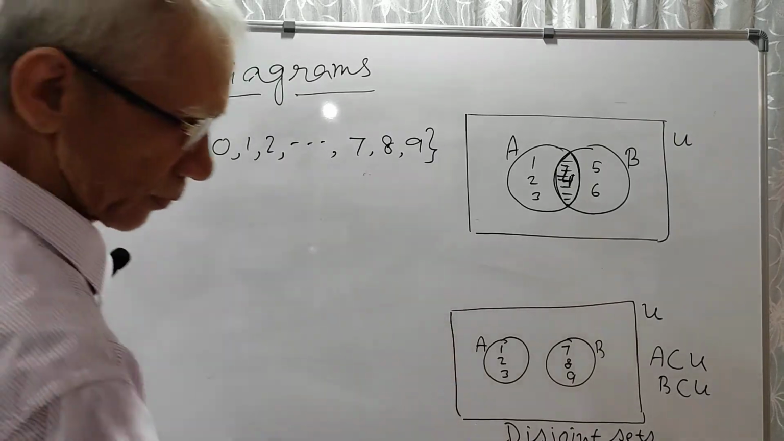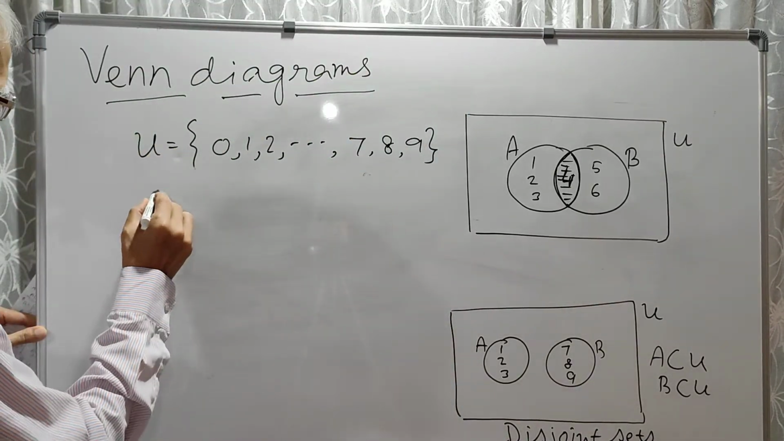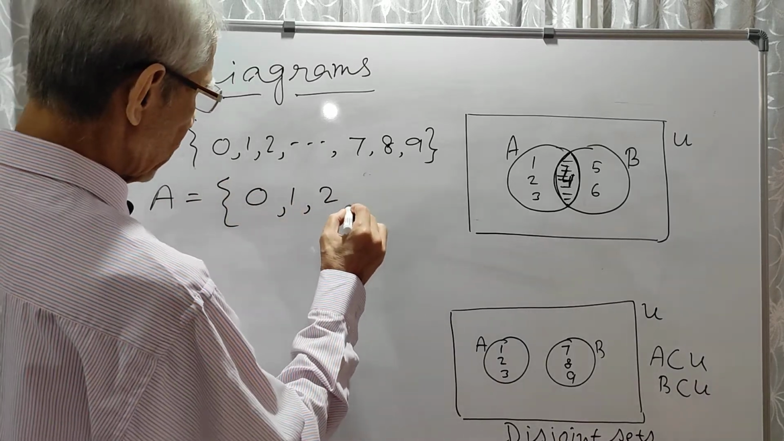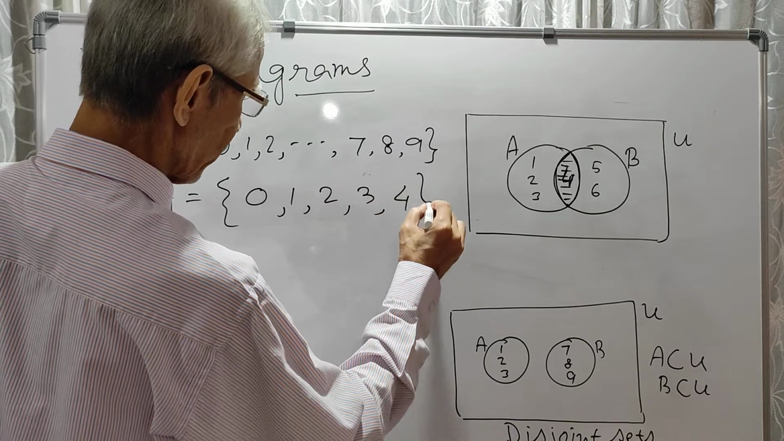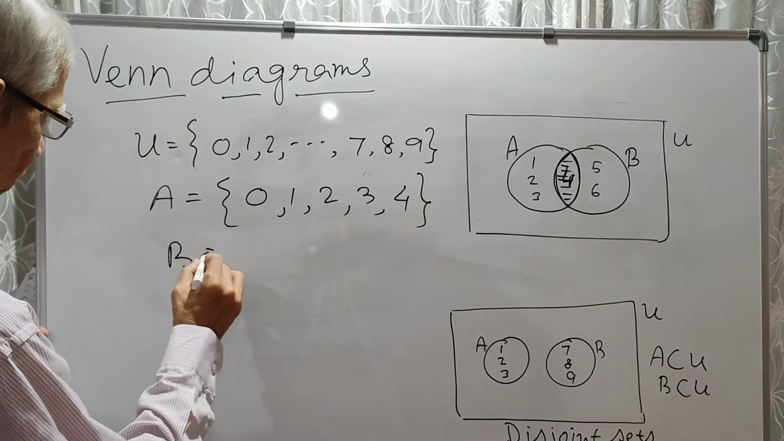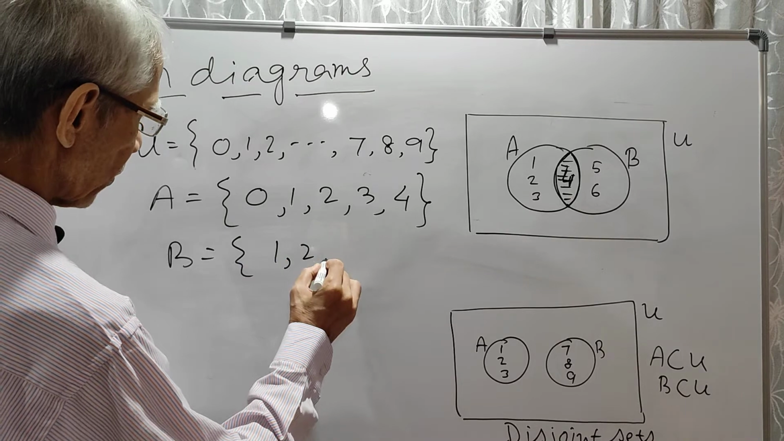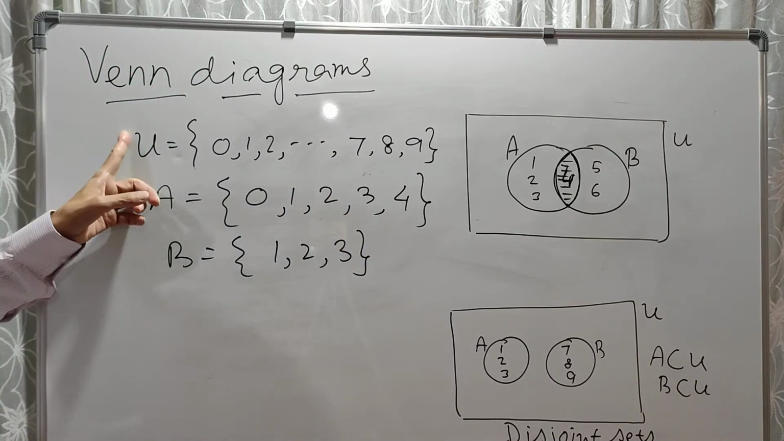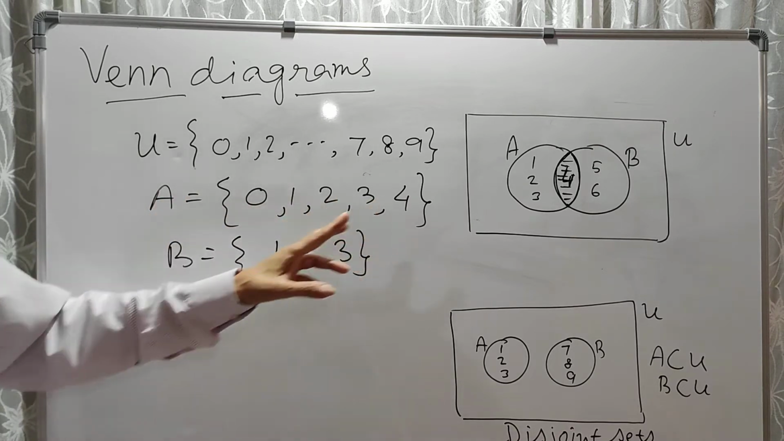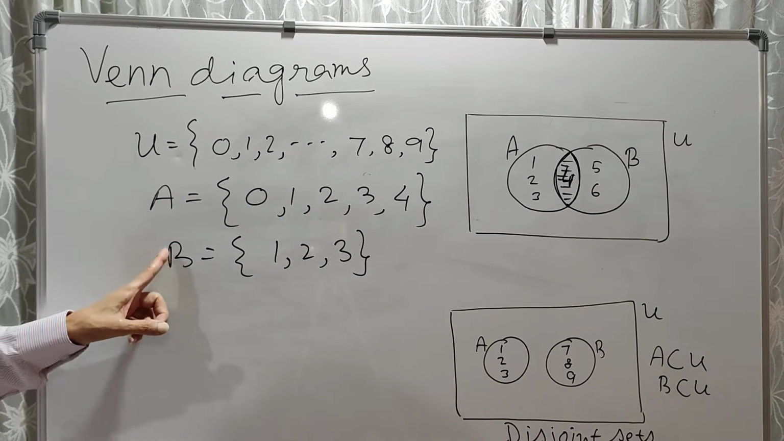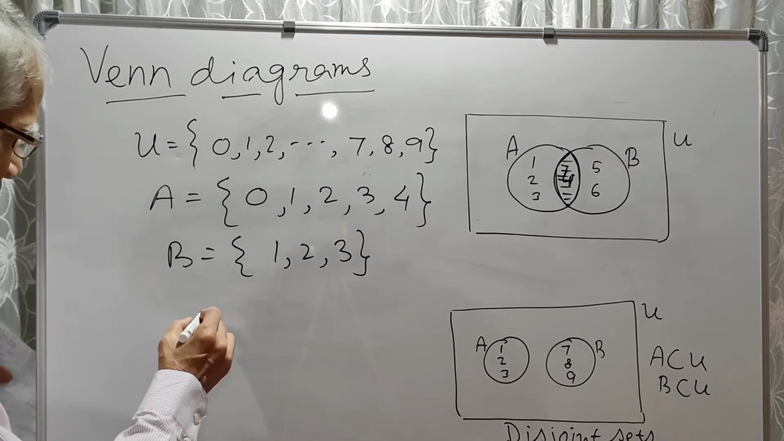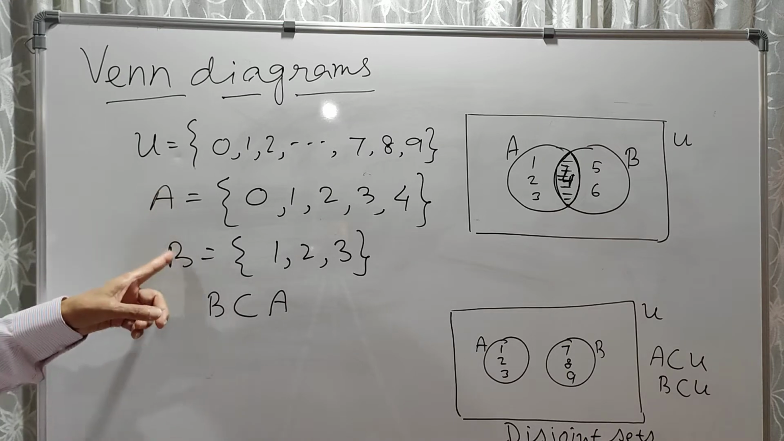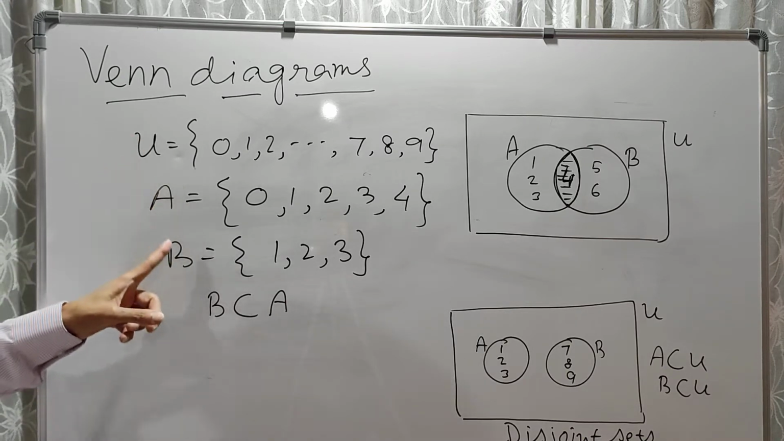Suppose this one. U is this. Now A is 0, 1, 2, 3, 4 and B is 1, 2, 3. Now consider these three sets. This is a universal set. Now see, B is a subset of A. Obviously each of them is a subset of U. A is a subset of U, B is a subset of U.